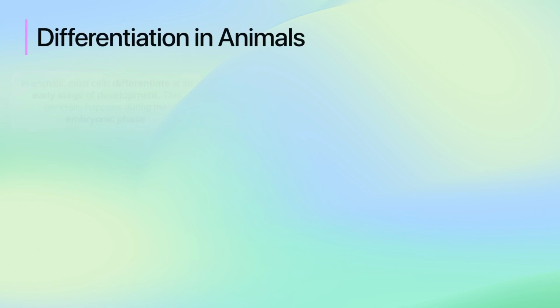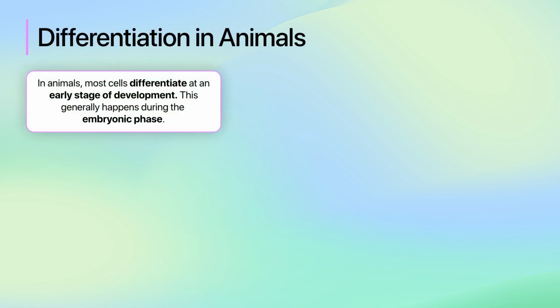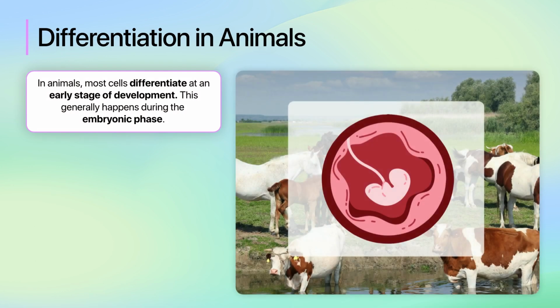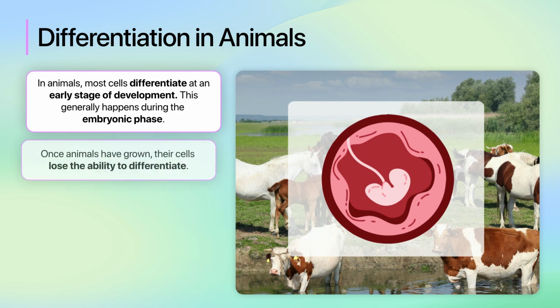In animals, most cells differentiate at an early stage of development. This generally happens during something called the embryonic phase. You can think of an embryo as a blank canvas that through differentiation starts to become a masterpiece. Once animals have grown, their cells lose the ability to differentiate. The consequence of this is that most animal cells are fixed in their roles.